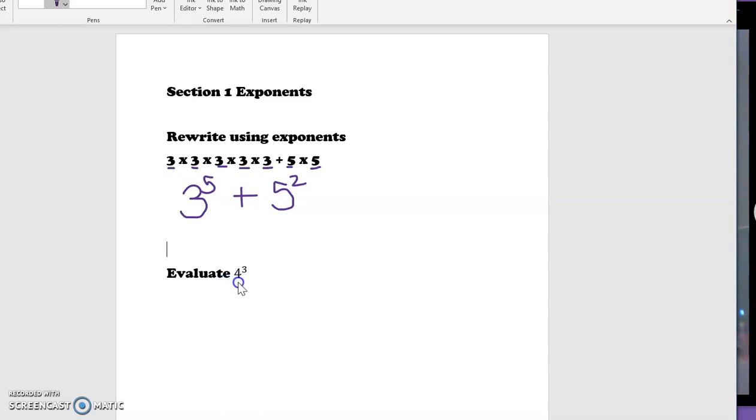The most common mistake I see on problems like this is we just take the base 4 and multiply it by the exponent 3. You're going to see when I evaluate it, 4 to the 3rd power does not equal 12.